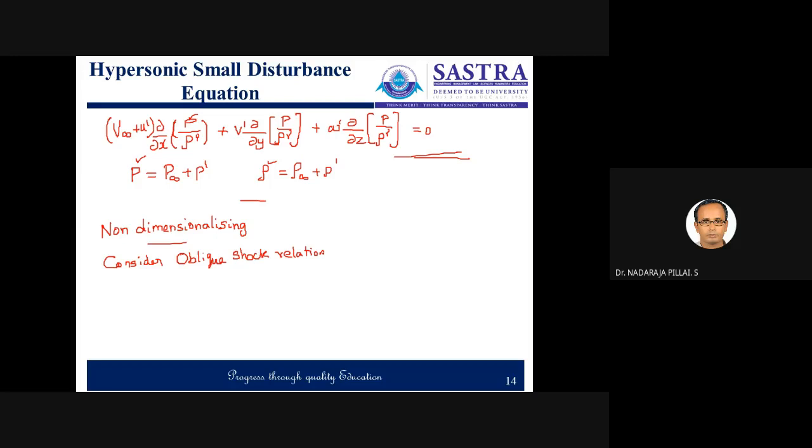See, ultimately we want to derive the hypersonic small disturbance equation. Hence, we are deriving it one by one and we want to finalize, right? So, let us consider the oblique shock relation for this non-dimensionalizing. We already know the consideration M infinity tends to infinity. Also, we should note that it is a slender body, right? In hypersonic flow, we usually consider a slender body.